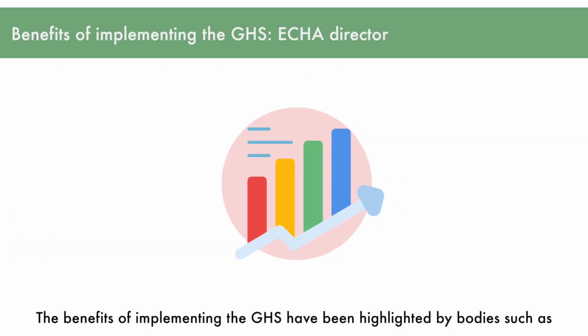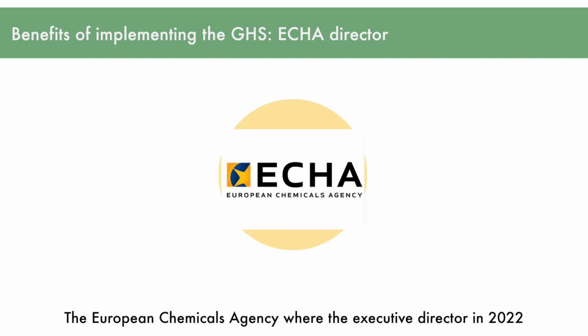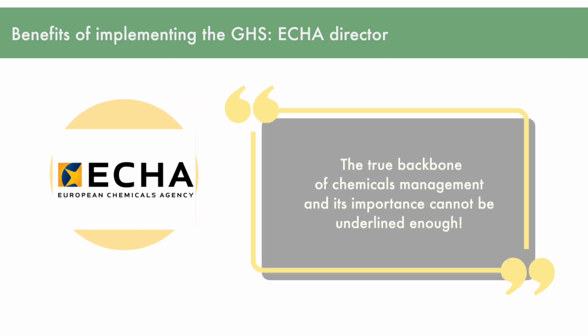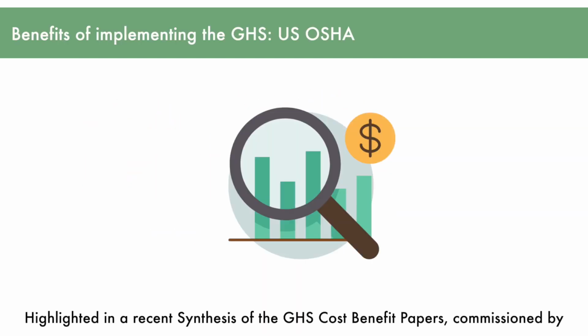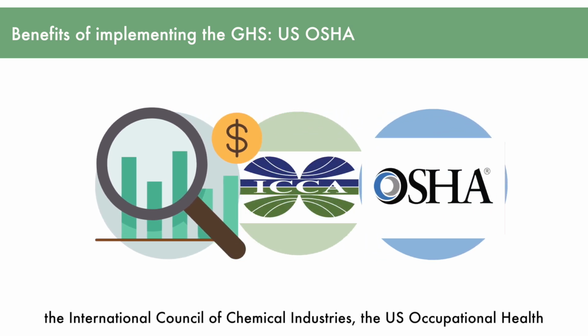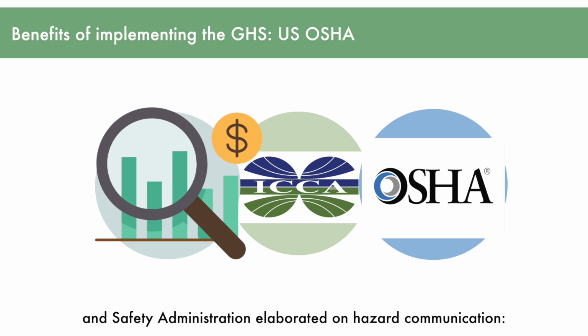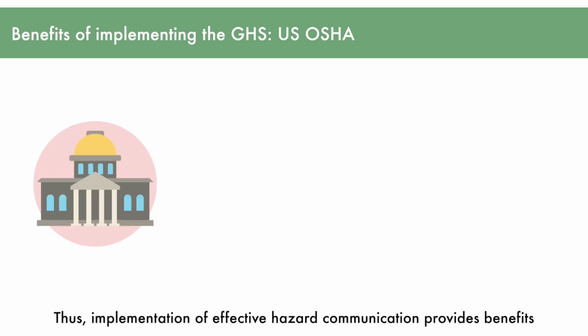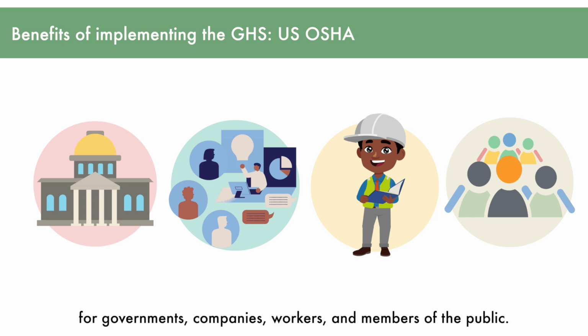The benefits of implementing the GHS have been highlighted by bodies such as the European Chemicals Agency, where the Executive Director in 2022 underscored its importance as the true backbone of chemicals management, saying its importance cannot be underlined enough. Highlighted in a recent synthesis of the GHS cost-benefit papers commissioned by the International Council of Chemical Associations, the US Occupational Safety and Health Administration elaborated on hazard communication. The basic goal of hazard communication is to ensure that employers, employees, and the public are provided with adequate, practical, reliable, and comprehensible information on the hazards of chemicals so that they can take effective preventative and protective measures for their health and safety.